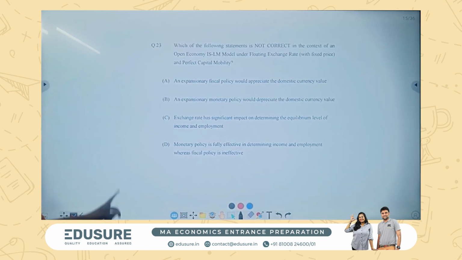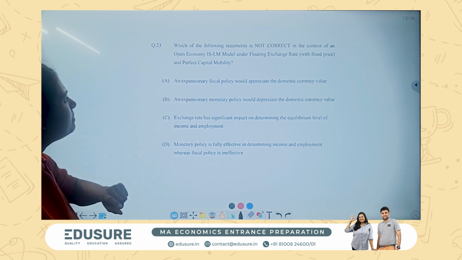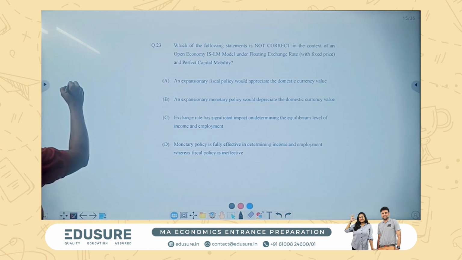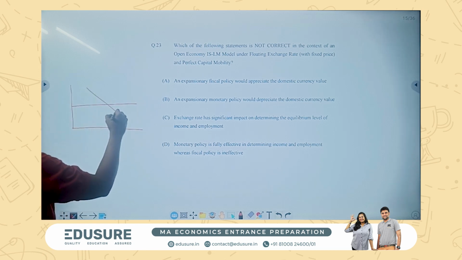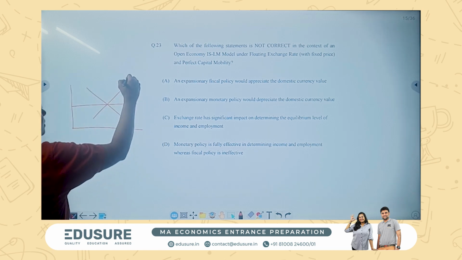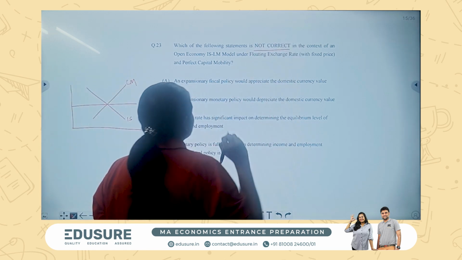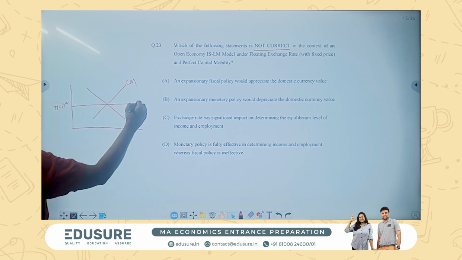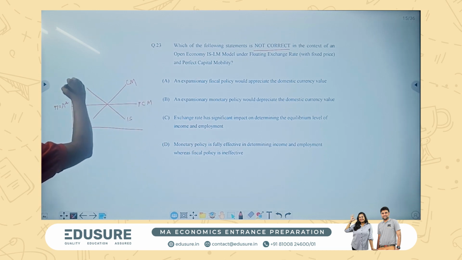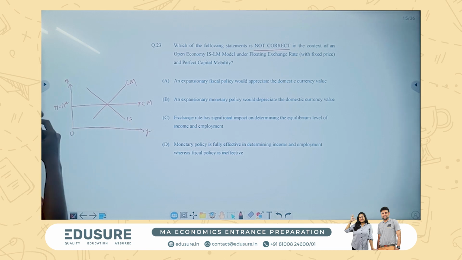Question 23, which of the following statements is not correct in the context of an open economy IS-LM under floating exchange rate? So let's see, this is IS and this is LM. And let's remember that the question is which of the following is not correct. Okay, so this is R is equal to R star. This is PCM, perfect capital mobility. We have interest rate here and we have output here. All right. Now, an expansionary fiscal policy would appreciate the domestic currency value.